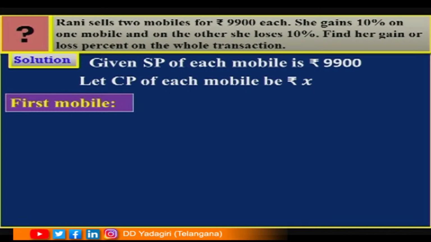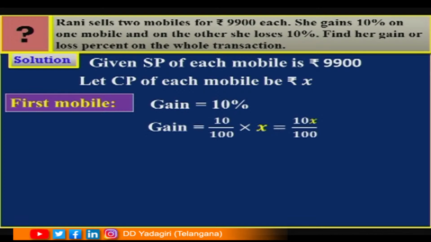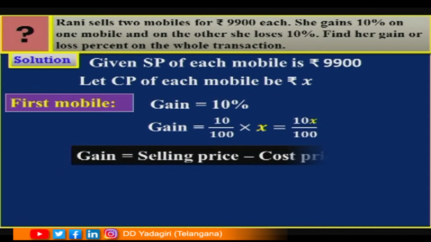Let us see the first case. Here the gain percentage is 10. So, gain percent is given by gain by CP into 100. So, 10 by 100 into x, which is 10x by 100. Now, gain is equal to selling price minus cost price. Let us substitute the values. Gain as 10x by 100 equal to selling price 9,900 rupees minus the cost price x. Now, let us solve this equation.